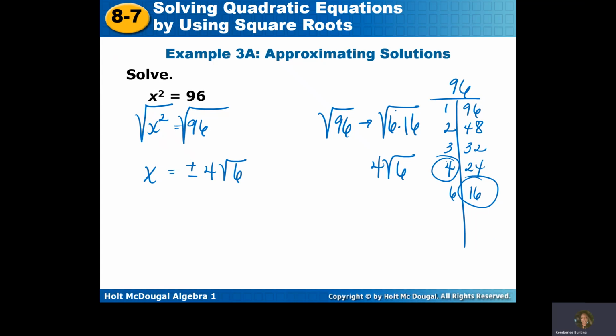What's the square root of 16? Well, once you take the square root of 16 and pull out the 4, I'm done. There's nothing left underneath the radical to simplify.